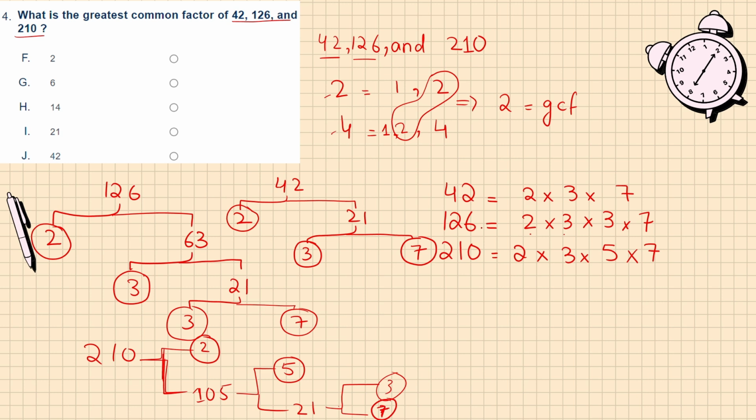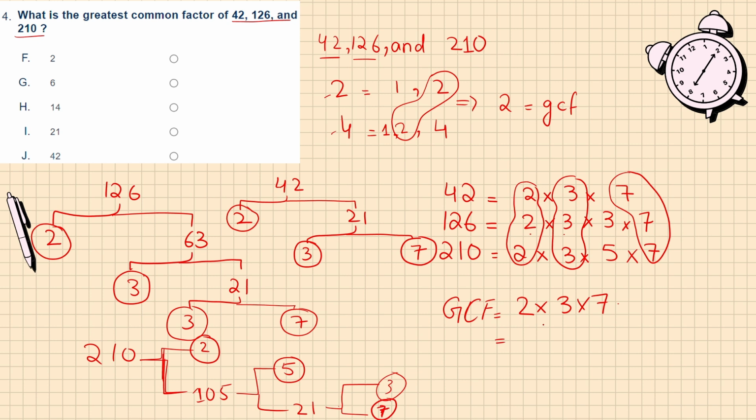So how can we find the greatest common factor, the GCF? We can see that 2 is common in all three lists of numbers, right? So we can write 2 here. Similarly, we have 3, which is common in all of these three lists, right? So we can write 3 as well here. And 7 is also common, right? So we can write 7 here.